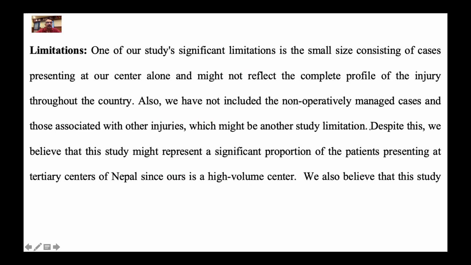Next is, sir, in the discussion, Bimal sir again emphasized the limitation. So is it necessary to write limitations in all the papers, or can it be avoided? Question to me, Amit? Yes, Bimal, yes.